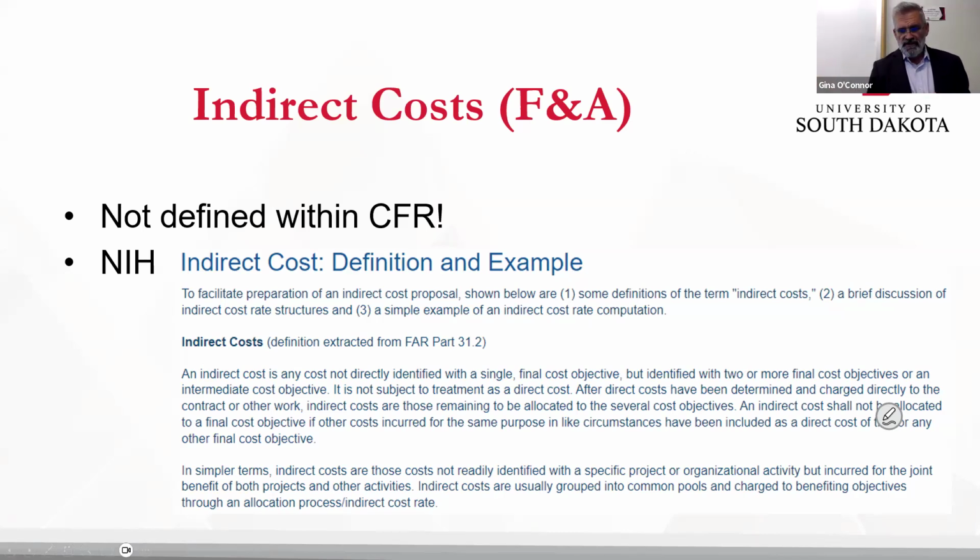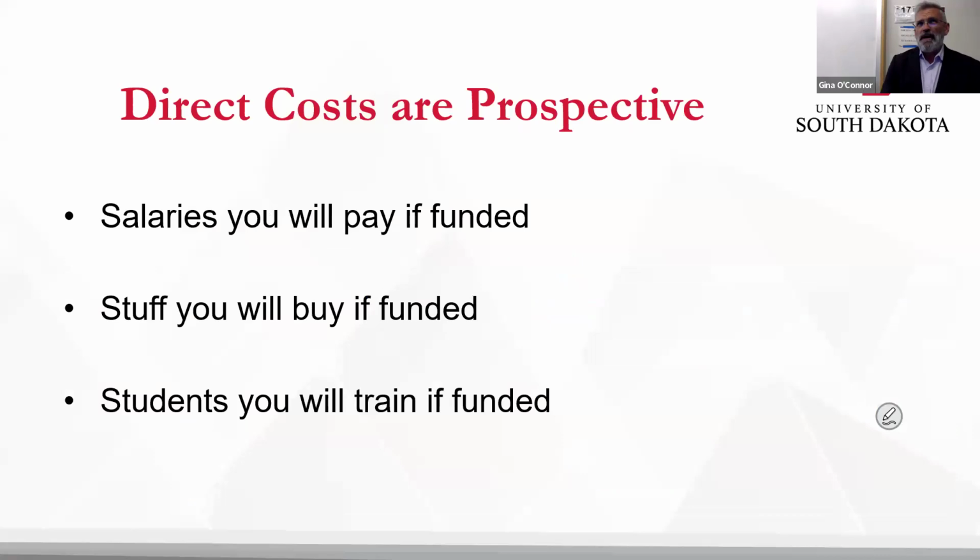in their example. The simpler direct definition here is indirect costs are those costs not readily identified with a specific project objective. So you've either got direct costs or indirect costs. Direct costs are very prospective things. They're things we're going to pay for if we get the award. So the salaries you're going to pay if you get funded, the stuff you're going to buy if you get funded, the students you're going to train if you get funded. They've always got that forward-looking element to them.